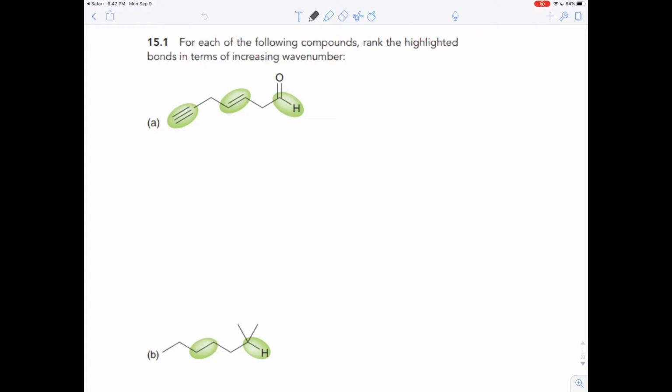Exercise 15.1 says, for each of the following compounds, rank the highlighted bonds in terms of increasing wave number. Wave numbers are the things that are on the x-axis of an IR spectrum. So you'd have wave numbers at the bottom there. The units are per centimeter.